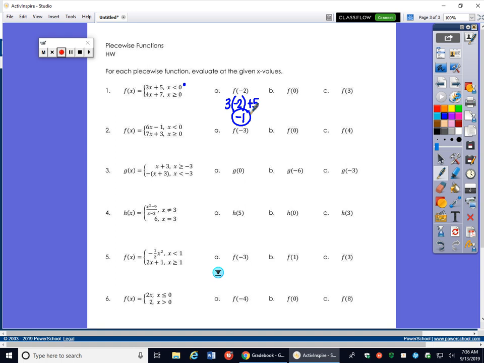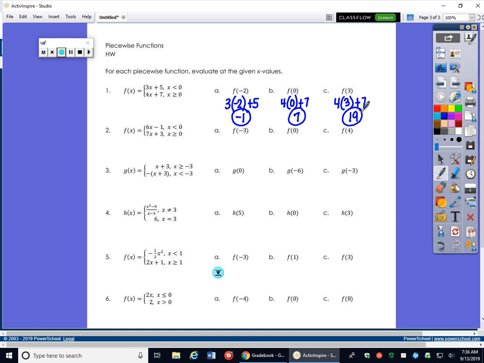F of 0 occurs when x is equal to 0, which is the second equation. So we're going to do 4 times 0 plus 7, which is going to be 7. F of 3 occurs when it's greater than 0, so that's the bottom equation. So 4 times 3 plus 7 is going to be 19.